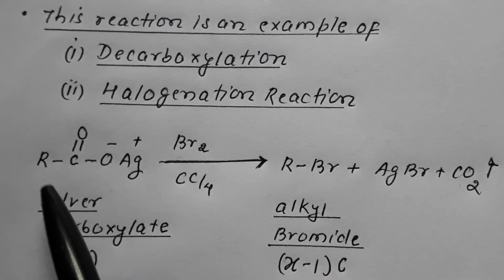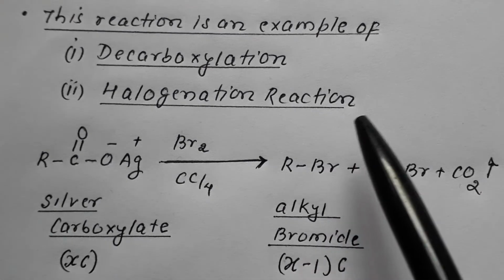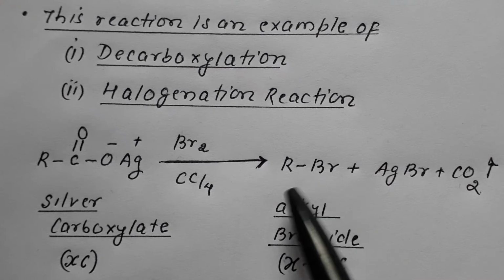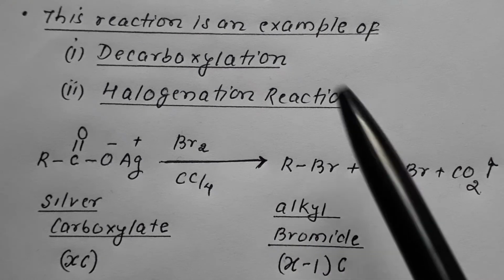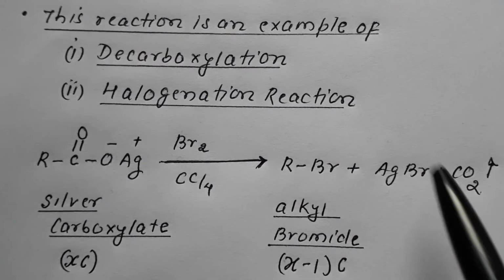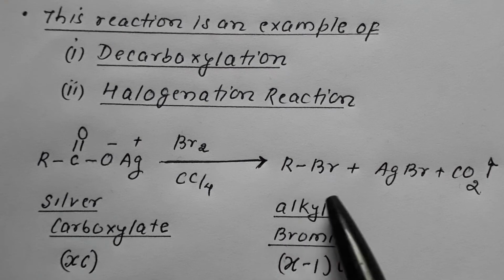Since this compound results in formation of this alkyl bromide, it is also termed as halogenation. The halogen comes to the chain. So this is an example of decarboxylation because of removal of CO2. It is also an example of halogenation because halogen comes on the chain.